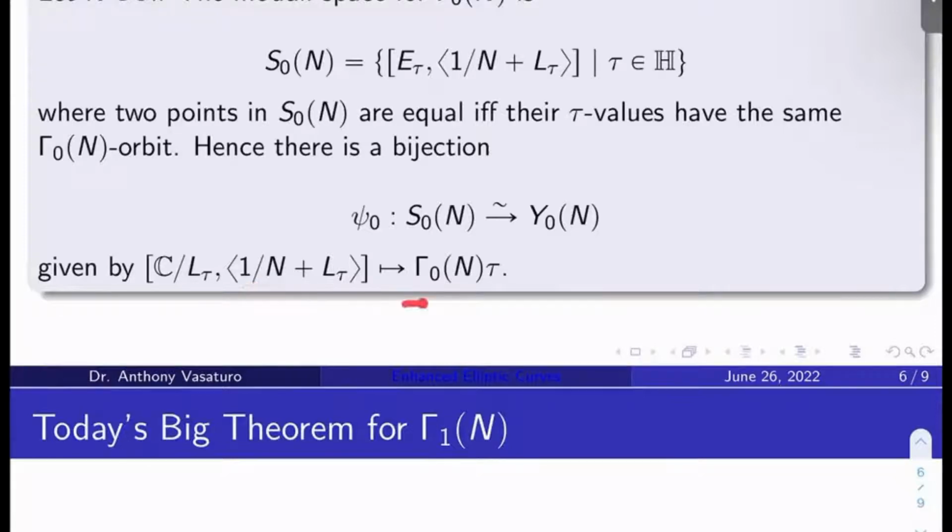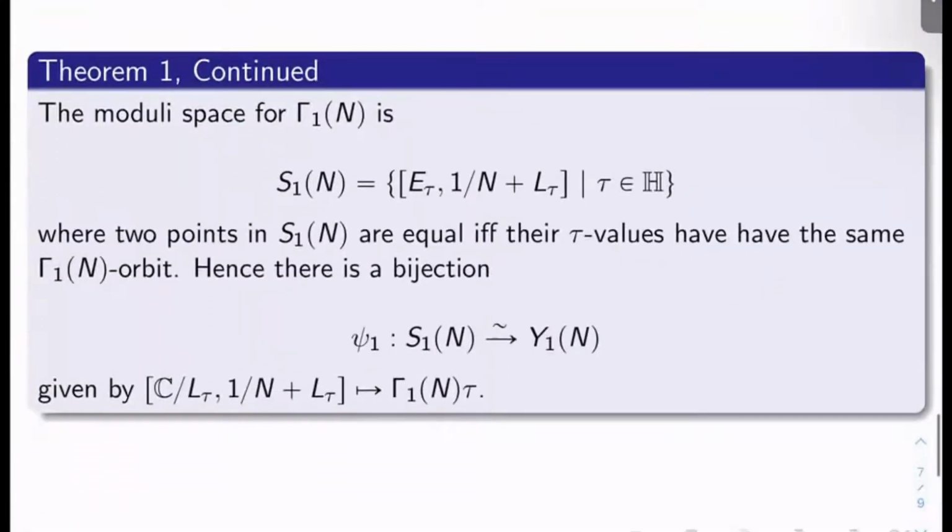It just sends it to the orbit of tau under gamma 0 of n, of course. Right? So this is a bijection. That's what's going on. How about for gamma 1 of n? Well, from here on out, it won't be too surprising, anything I say.